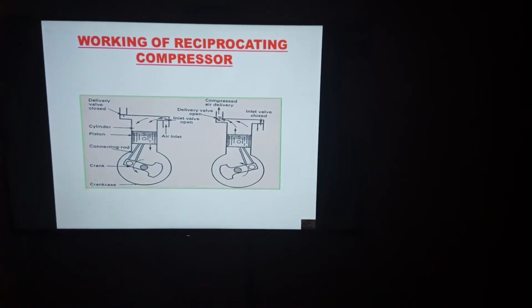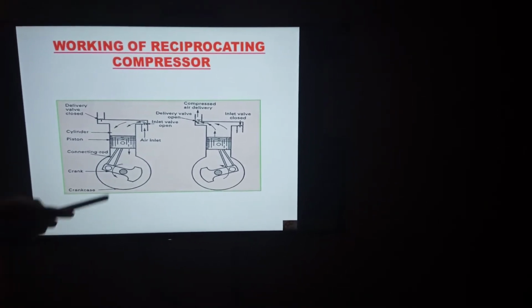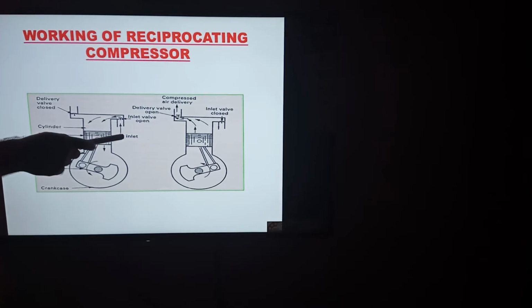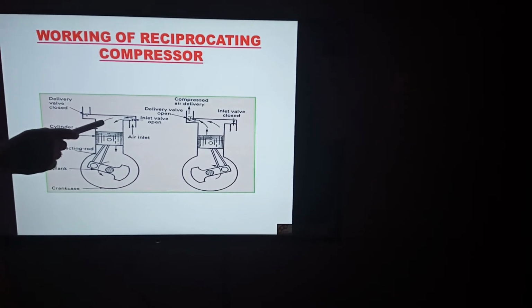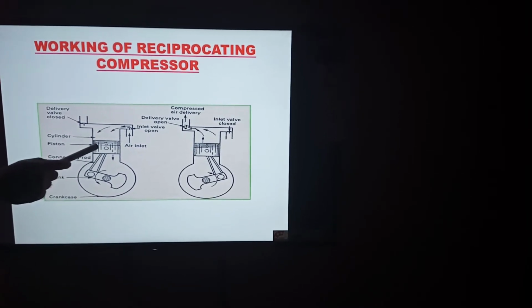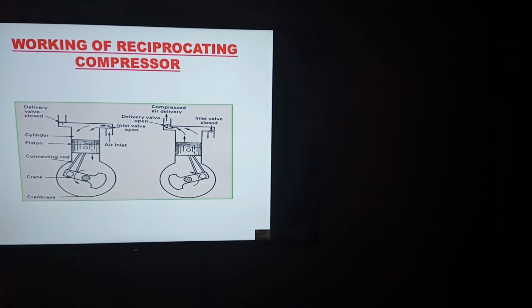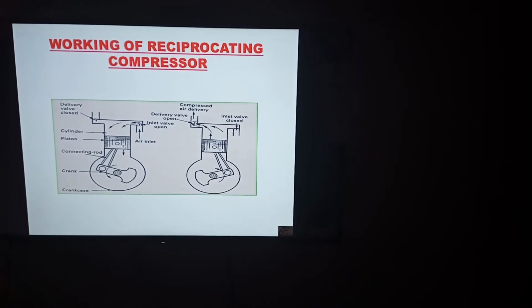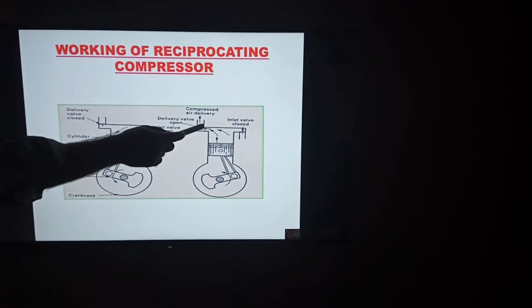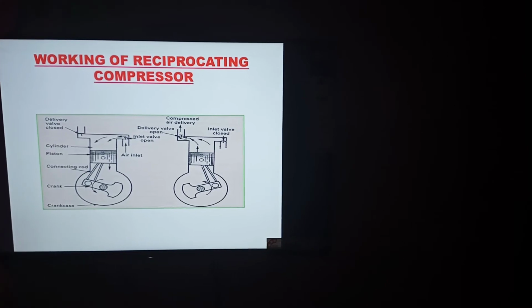Now, this shows a detailed view of the various parts of the reciprocating compressor. You can see the inlet valve gets opened and the air is getting inside during the suction stroke because the piston is moving from top dead center to bottom dead center. This is the piston, this is the connecting rod, this is the crank, and this is the crankshaft. The discharge valve remains closed during this time, and during the upward stroke, the discharge valve gets opened and we are getting high pressure air from the delivery valve.